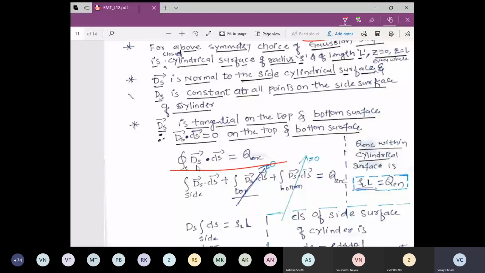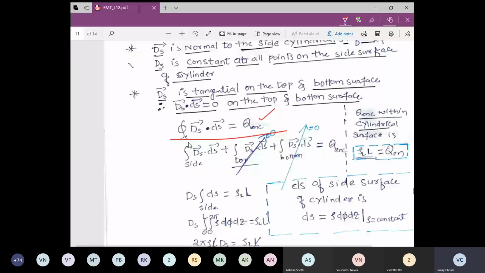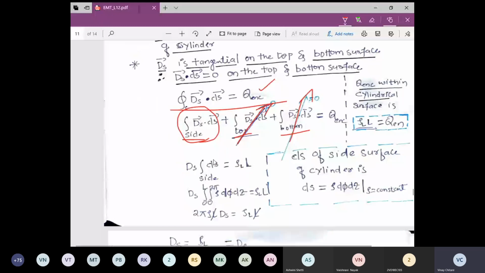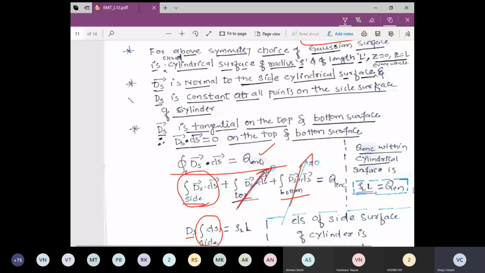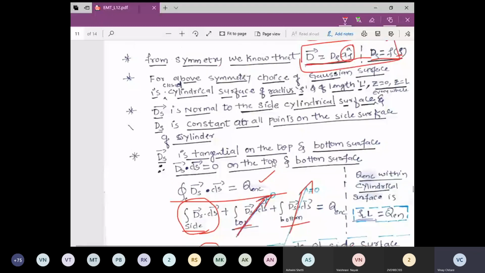And first I need to split this surface into three surfaces. One is the side surface, one is the top surface, and one more is the bottom. And just now I said, as D is tangential to the top and bottom, this will be 0. And on the side surface it is normal and it is constant, so I can take D outside. First of all, it will be a scalar product, and next I can take D outside. And you could see we are left only with evaluating the surface area of the cylindrical surface. That's the side surface.